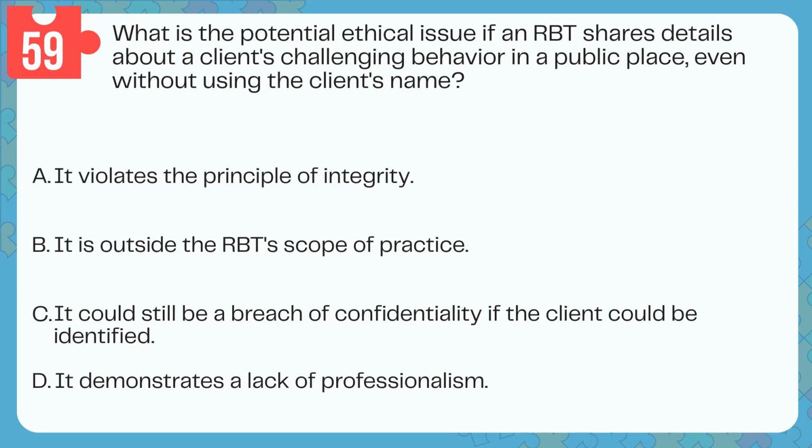Question 59. What is the potential ethical issue if an RBT shares details about a client's challenging behavior in a public place, even without using the client's name? A. It violates the principle of integrity. B. It is outside the RBT's scope of practice. C. It could still be a breach of confidentiality if the client could be identified. D. It demonstrates a lack of professionalism.